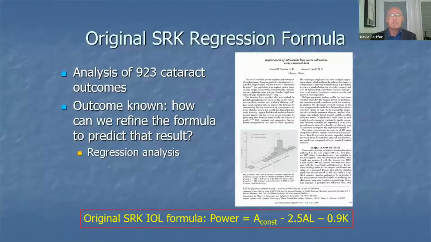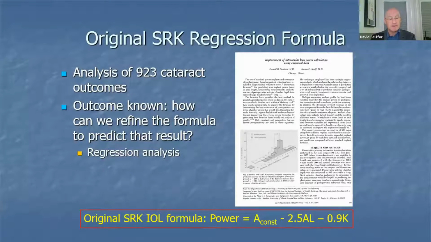Here's the original SRK regression formula. You wouldn't want to use this now because it's way out of date, and you would run into problems, but it actually illustrates some very important points. So what Sanders, Retzlaff and Kraft did all those years ago was to analyse 923 cataract outcomes. So they knew what the outcome was, they knew what data had gone into the formula they were using. So their question was, how can we refine that formula to predict the actual result, so to predict what actually happened when we operated on the patient? And they used a technique called regression analysis, which I'll come on to in a moment.